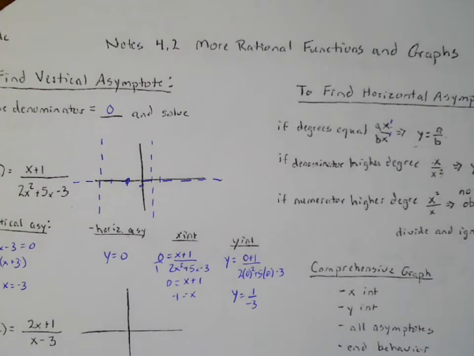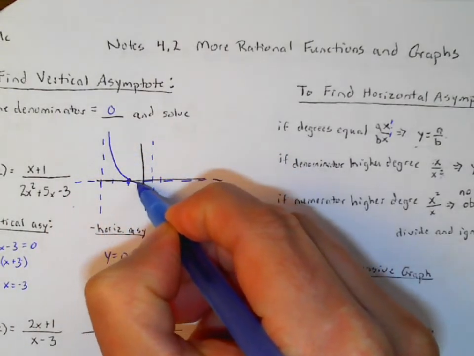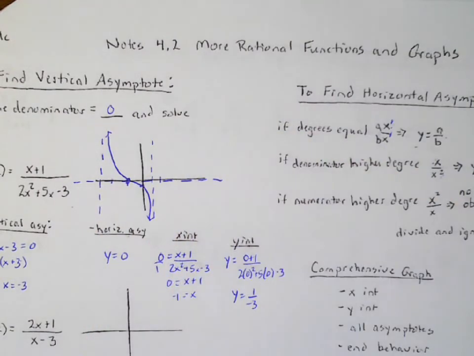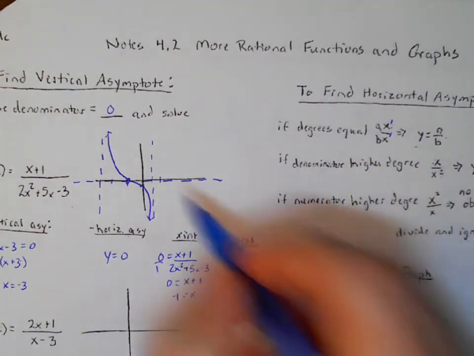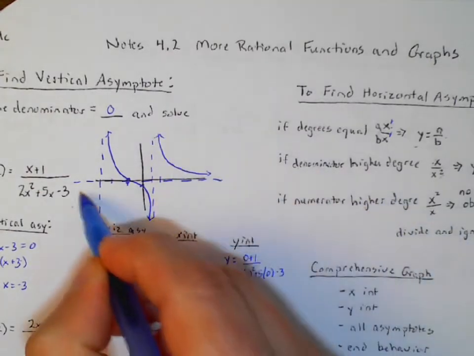From the Desmos graph, you can see that in the middle here it comes down and through like this. It also looks like this over here, and it looks like this over here.